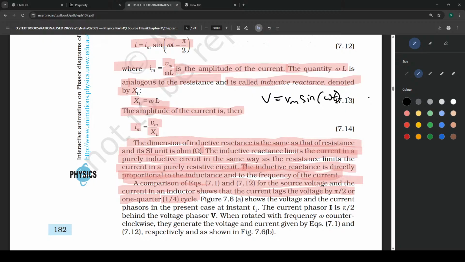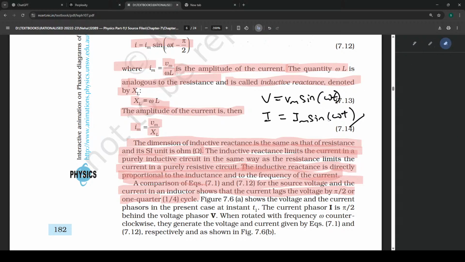But what is changing is current. In a resistive circuit, I is equal to Im sine omega t. Now we are not talking about a resistive circuit here, but let's just focus here for a second. In a resistive circuit, both the angles, sine omega t, are equal. Because of that, we can say the phase difference, that is the angle difference between them, is zero and they are in phase.